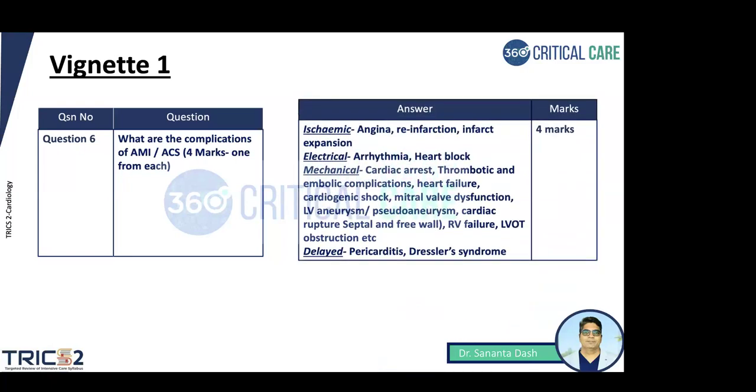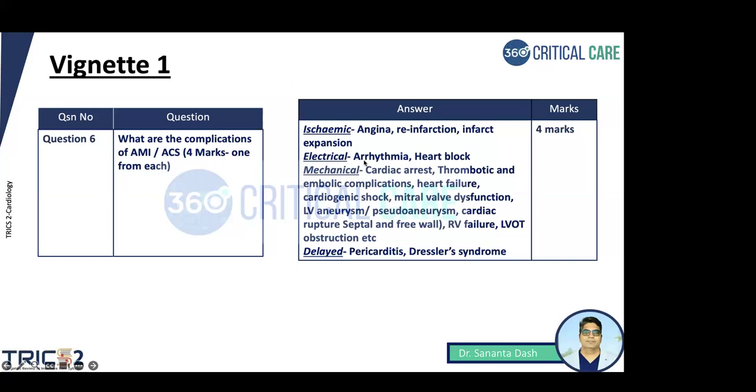All right, let's see. I mean, you can say acute, subacute. Mine is a different classification, but you are welcome to use any classification that you want, right? I say it as ischemic, electrical, mechanical, and delayed. Ischemic is angina, reinfarction, or extension of the infarction. Electrical is arrhythmia, heart block. Mechanical is cardiac arrest, thrombotic or embolic complication, heart failure, cardiogenic shock, mitral valve dysfunction, LV aneurysm, pseudoaneurysm, cardiac rupture, septal and free wall rupture, RV failure, LVOT obstruction, and delayed is pericarditis and Dressler syndrome.